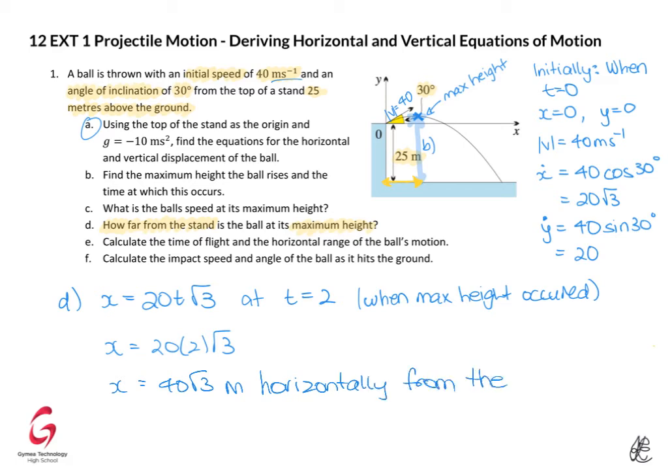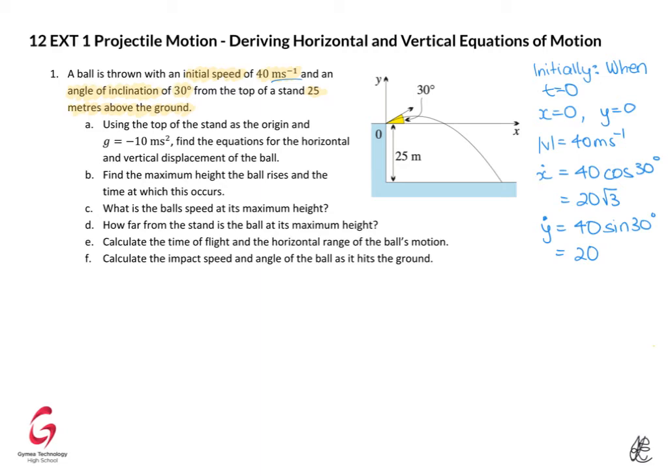And we're best to leave our answer in exact form unless we're asked to round to a specific number of decimal places. The last parts for this question, question E and F, are a little bit more involved than the last two. So for question E, we are now being asked to calculate the time of flight. So that is asking us to calculate the t value at this end point where the ball has hit the ground. And secondly, what is that horizontal range of the ball's motion?